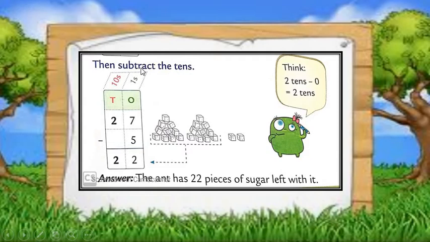Then subtract the tens. We have already completed counting of the ones place. Now move towards tens. 2 minus 0, we get 2. The answer is 22. We can say that the ant has 22 pieces of sugar left with it.